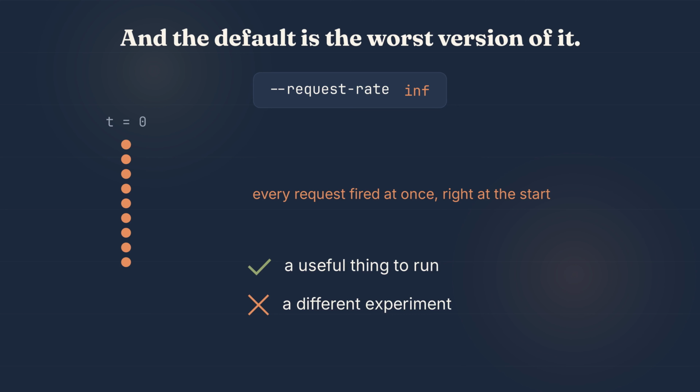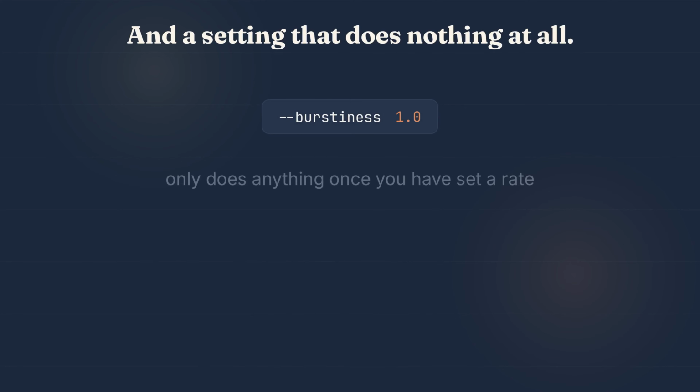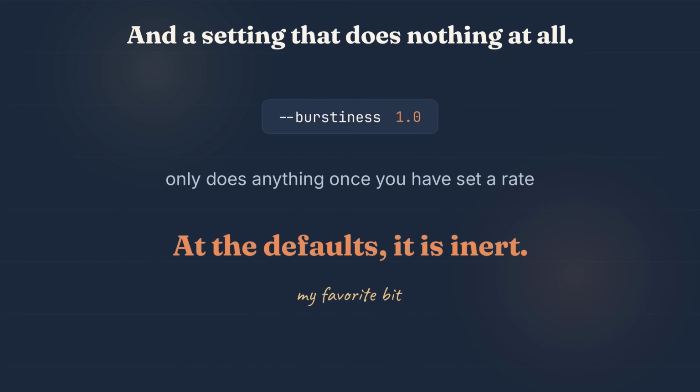So that's a stress test, and it's a useful thing to run, but it's a different experiment. And here's my favorite bit. There's a setting for how grouped your requests are when they arrive, but it only does anything once you've set a rate. So at the defaults, it's not doing anything at all.